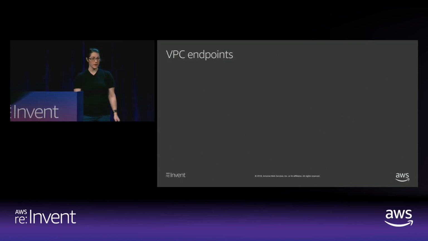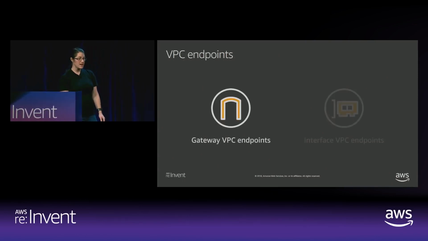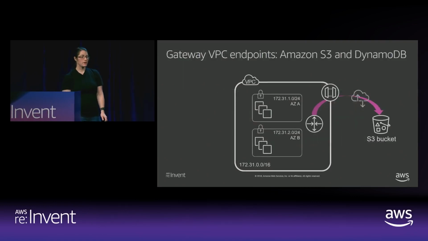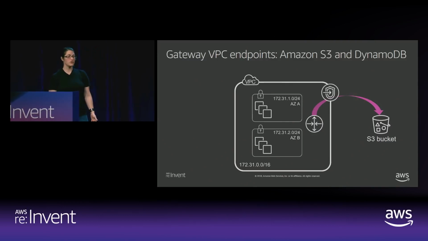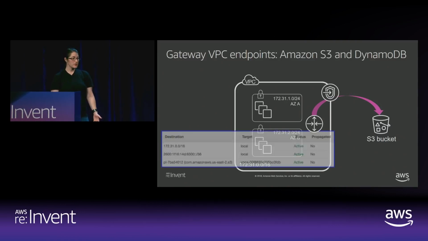There are two types of endpoints: gateway VPC endpoints and interface VPC endpoints. Gateway VPC endpoints are what we use for S3 and DynamoDB. And just like all of the other gateways we spoke about, you route to them using the route table. So you'll create this gateway VPC endpoint, and it's just going to work.